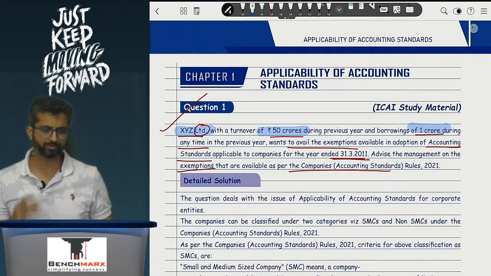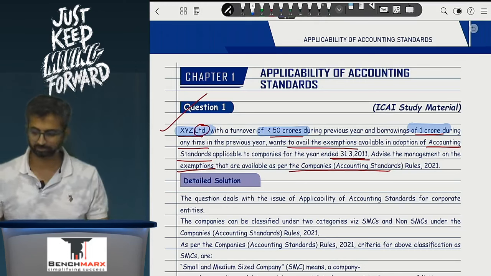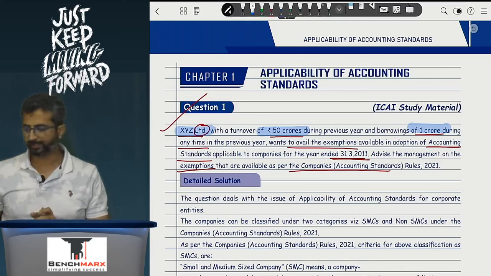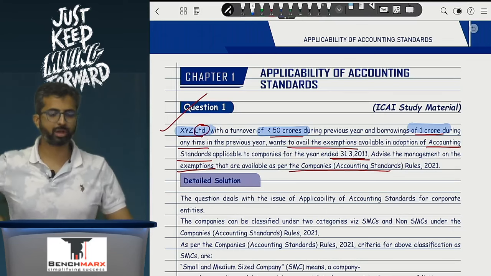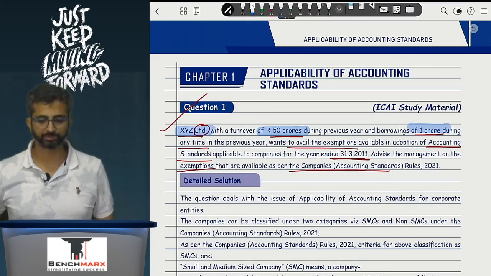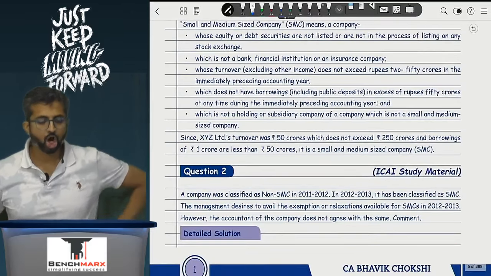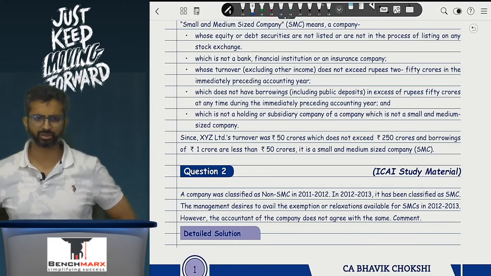So, we will conclude. First explaining the law, connecting the law to the given case, and then conclusion. Since XYZ is an SMC, it can claim full slash partial exemption from the application of specified accounting standards. Are we clear with this?